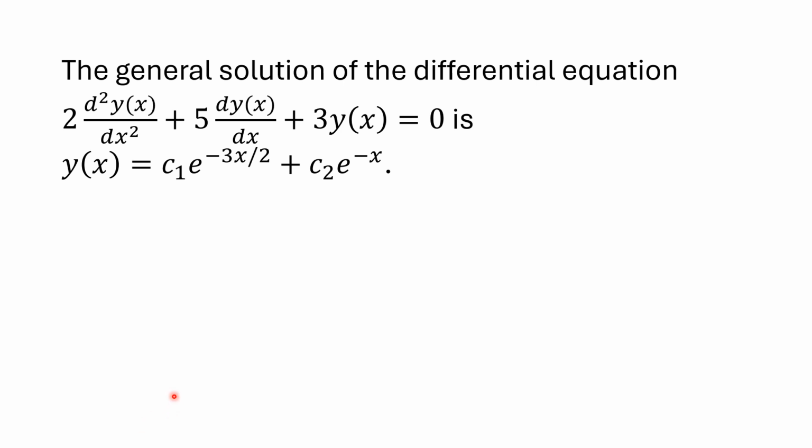The general solution of the differential equation we started with is y equals a constant times e to the -3x over 2 plus another constant times e to the negative x. So we have two constants that are distinct.